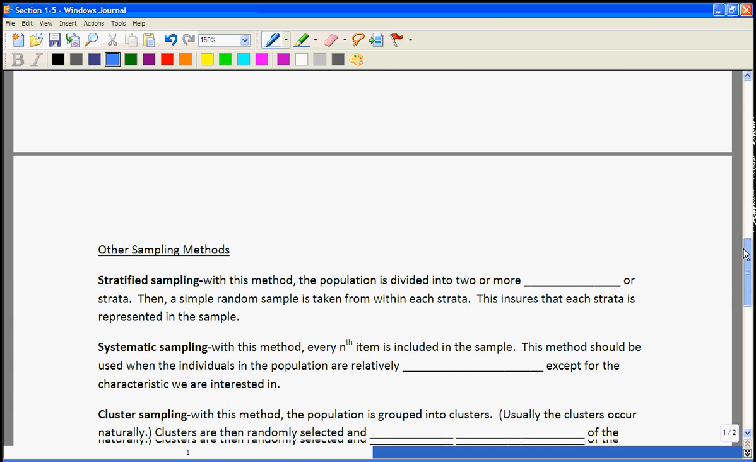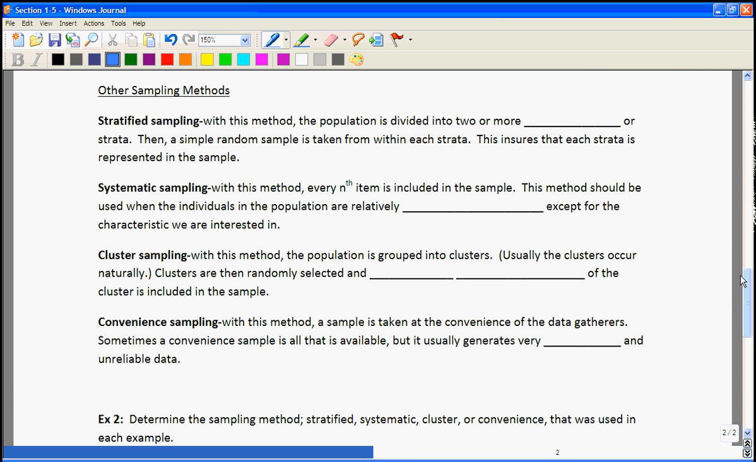Then we have a couple other sampling methods that are useful, and the whole point of all these different sampling methods is to have unbiased data. We don't want data that has some type of pattern or slant to it. So we come up with methods that give us the best unbiased data possible. And here are some other methods.